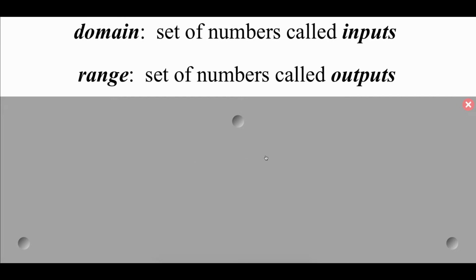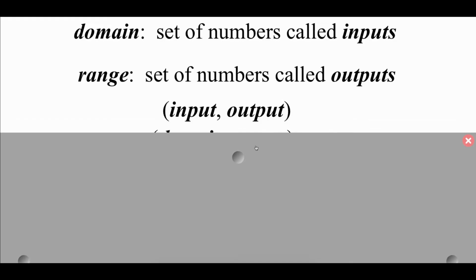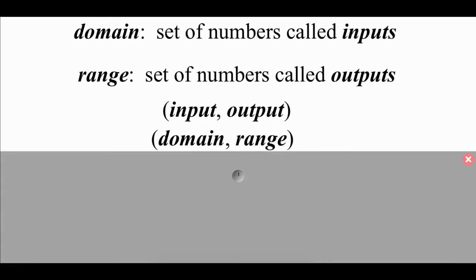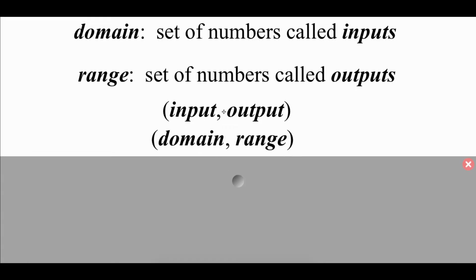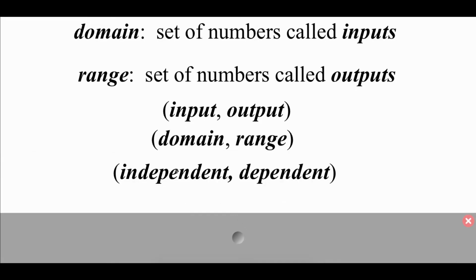And these domain and range values, these inputs and outputs, form ordered pairs. So we've got an input and we've got an output. So we can think about it as the domain and range, the input output, or we can also think about those as being independent and dependent values.